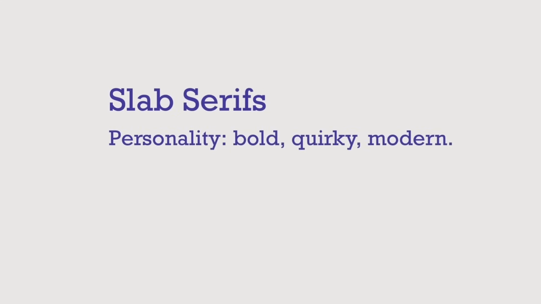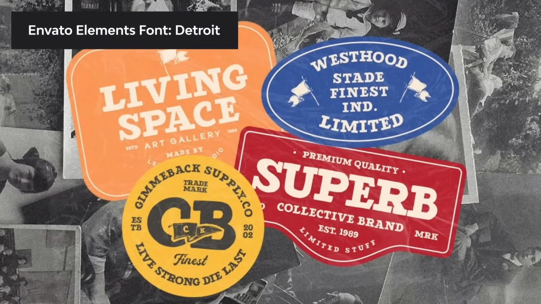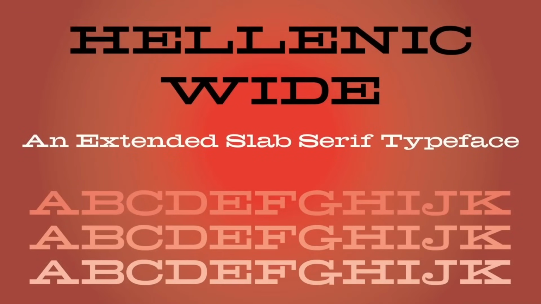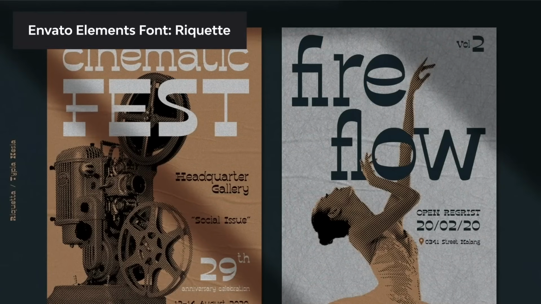Next, we have slab serifs. Slab serif fonts have a thick, square-shaped serif and can be seen as bold, quirky, and sometimes even modern. Slab serif fonts are part of the serifs but can only be used as display fonts or short-form copy. The blocky serif makes them hard to read.